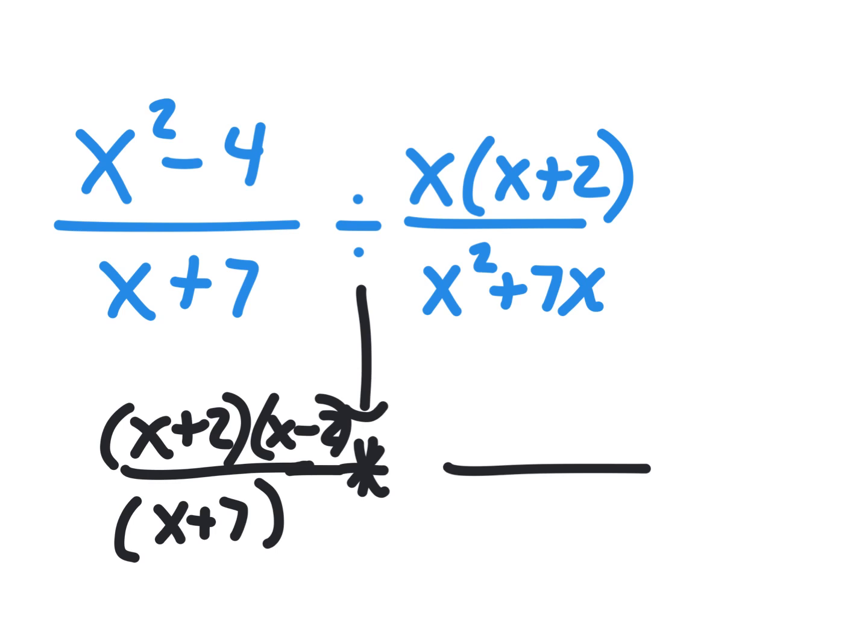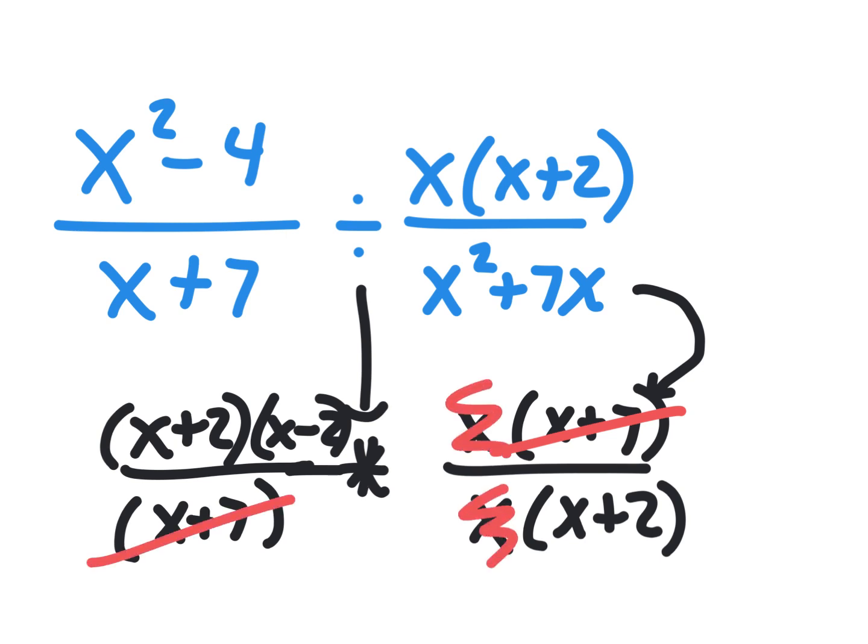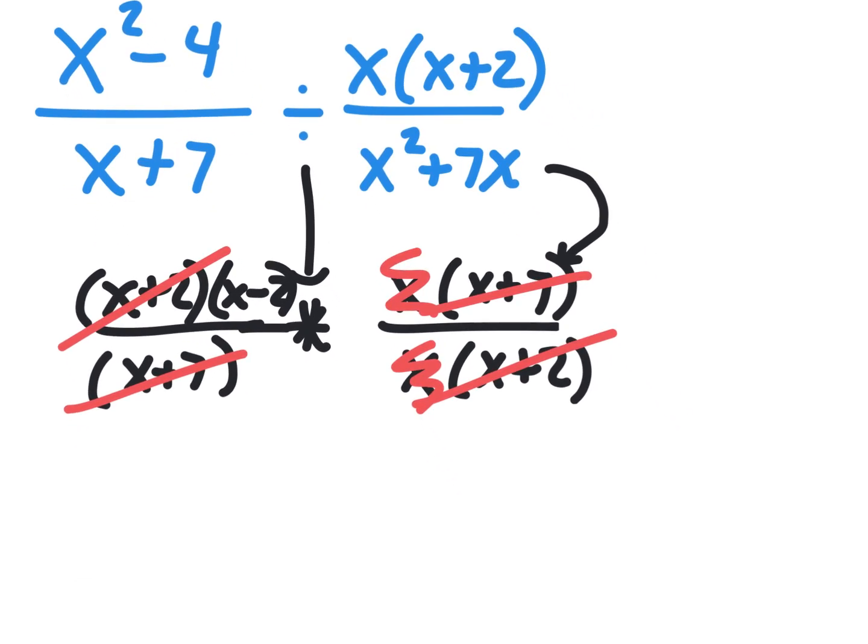Okay, I am flipping this over and multiplying it. So this was on the top before, now it's on the bottom. And this part that was on the bottom is now going to be on the top, but I'm going to factor it. And then I hope you noticed a whole bunch of stuff canceled. The x plus 7 canceled the x plus 7. This x can cancel this x. The x plus 2 can cancel the x plus 2. And the only thing we have left is x minus 2.